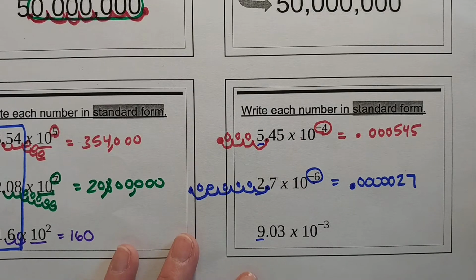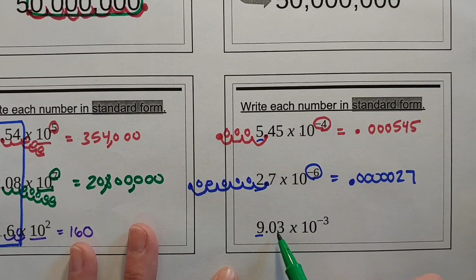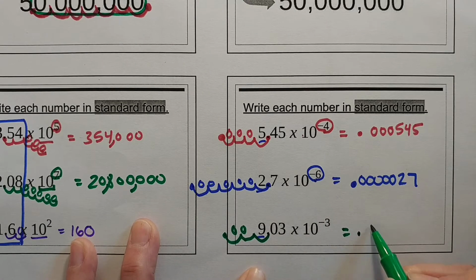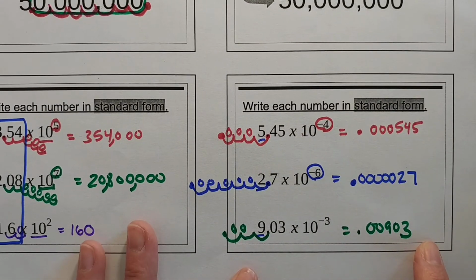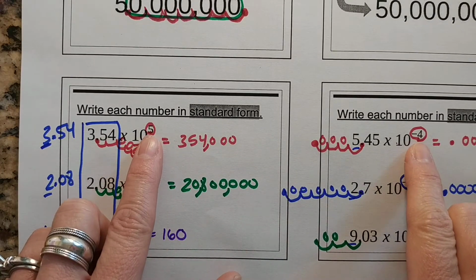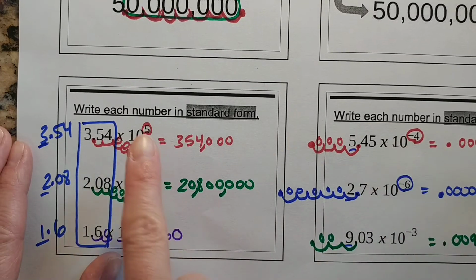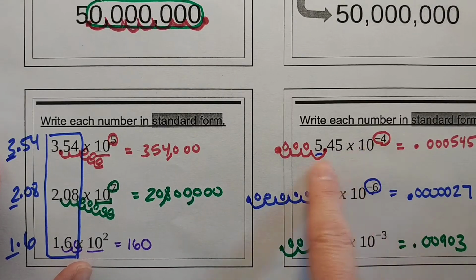Last one on this side here, 9.03 times 10 to the negative 3rd. So again, 9.03 divided by 10, divided by 10, divided by 10. 1, 2, 3 to the left. 0.00903. Again, a very small number. So not only does the exponent tell us how many places the decimal point is going to move, it also tells us if it moves in the positive direction to the right or in the negative direction to the left.